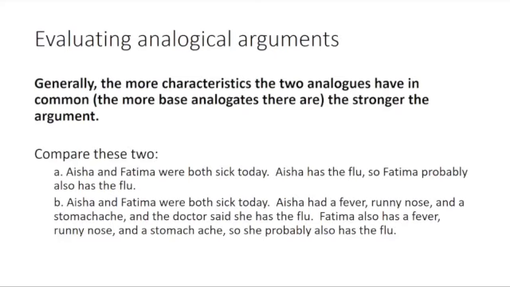The first one is that Aisha and Fatima were both sick today, right? That's one premise. And then the second premise is that Aisha has the flu. So then we conclude that Fatima probably also has the flu, right? So they really only have one thing in common, that is that they were sick today, right? And then we know that Aisha has the flu, which is an added feature, the specific sickness that she has. And so we conclude that Fatima probably also has the flu, right? So we do have some reason to think that Fatima probably has the flu, but the only reason is that Aisha also was sick and that she has the flu, right?